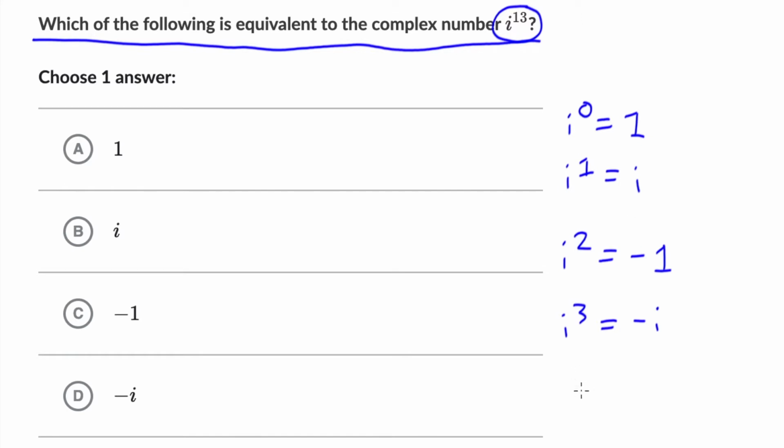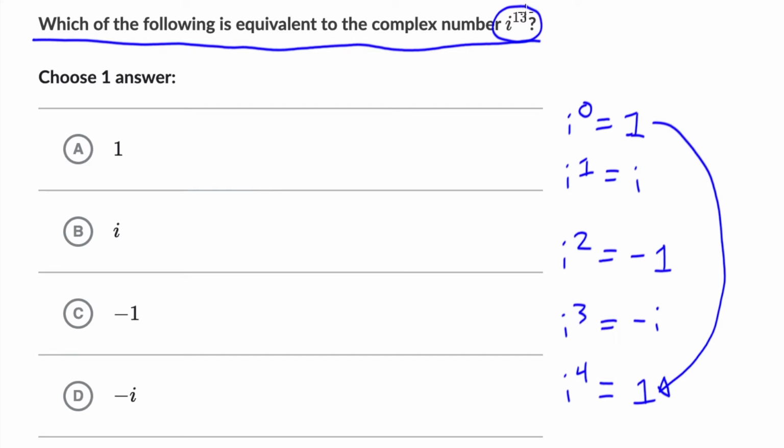Now, what happens if we go up one more? Let's do i to the 4th power. What is it going to be? It's going to equal 1, just like what we have here. See, it just repeats, which is pretty helpful at times. So that means that i to the 13th is really easy to find.